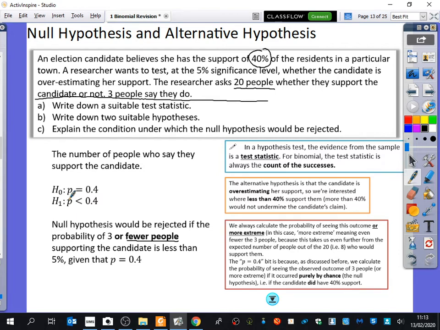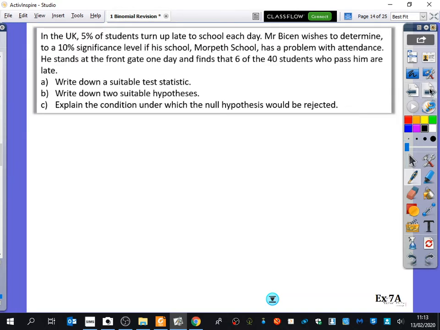And the reason we pretend that it's 0.4 is because that's the thing we're testing. That's the thing that we presume to be true. So let's have a look at another one of these together.